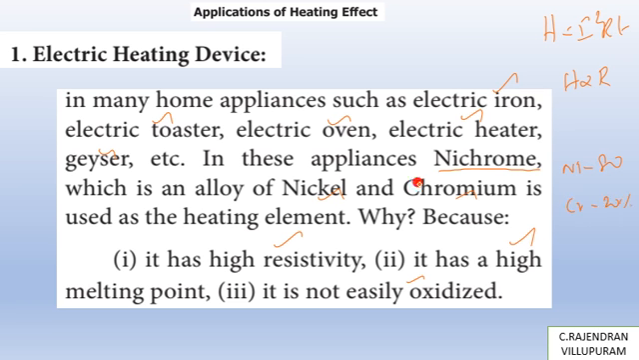This is also asked in another form. That means, why is nichrome used as an element in an electric heating device? Since nichrome has high resistivity, a high melting point, and is not easily oxidized, it is used as a heating element. Do you understand? They may ask why nichrome is used, or what are the reasons for using nichrome.